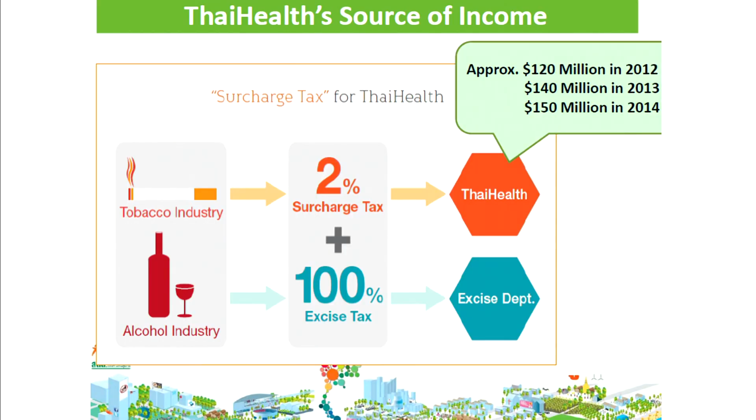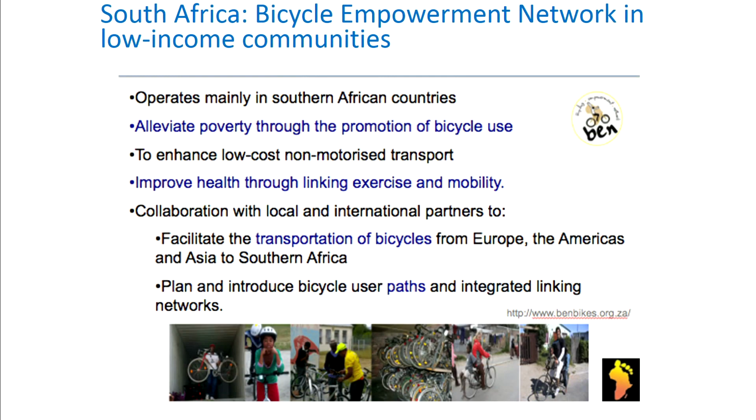And how does this work? Through taxes. They tax tobacco, they tax alcohol, and they put it into ThaiHealth. So it's well funded, it's sustainably funded. And so that's their commitment to health. And you can see it's not gigantic pots of money, but it's a more stable funding than we have. And so then they do a lot of work with that, which I won't go into.